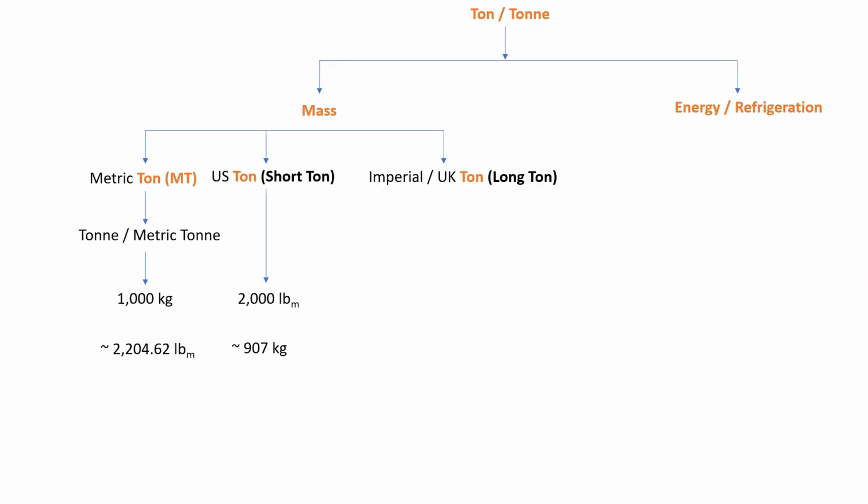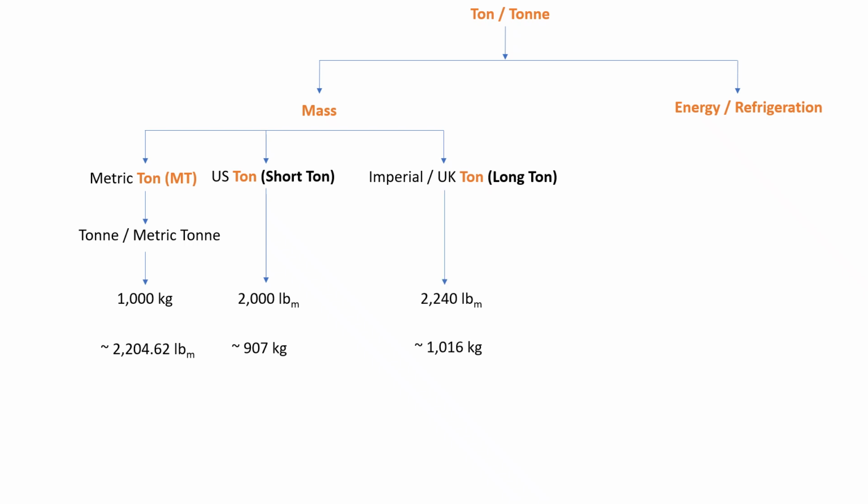Similarly, if we use the short ton or US ton, this actually means 2000 pound mass, which is equal to 907 kgs. So whenever you see US ton or short ton, this is equal to 2000 pound mass. So this has been configured based on the pound mass, not like the metric system, not in terms of kg. So we have one short ton equal to 907 kg.